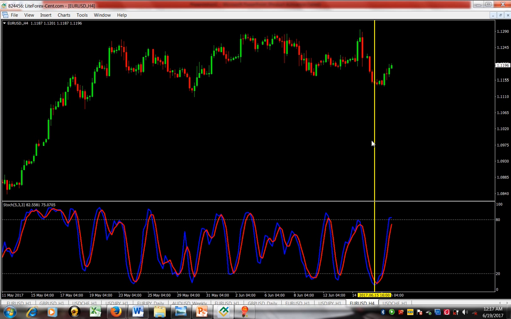What we do is we leave our take profit open by using the trailing stop. When we use the trailing stop, we can use 50 pips if the stop loss is 50 pips, and we can use 100 pips if our stop loss is 100 pips.